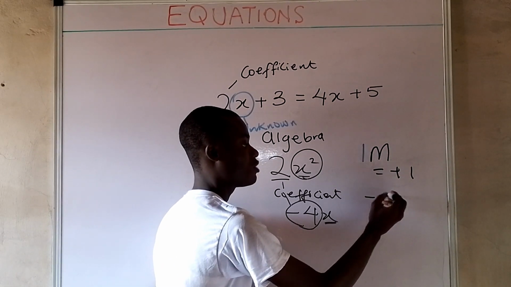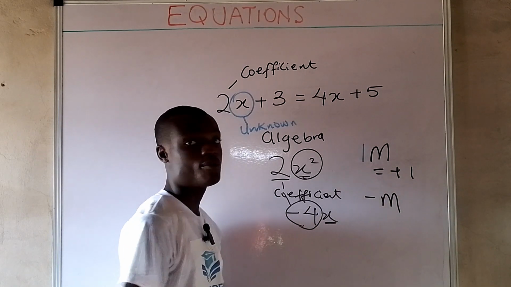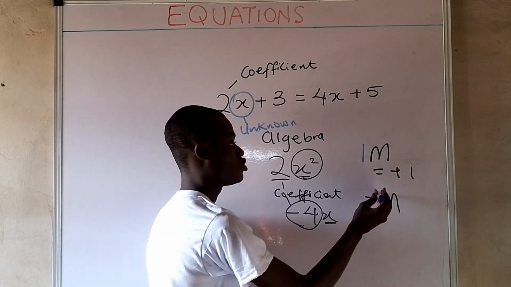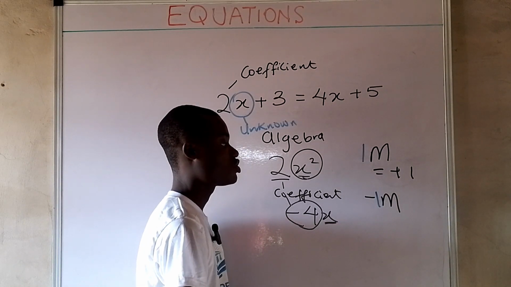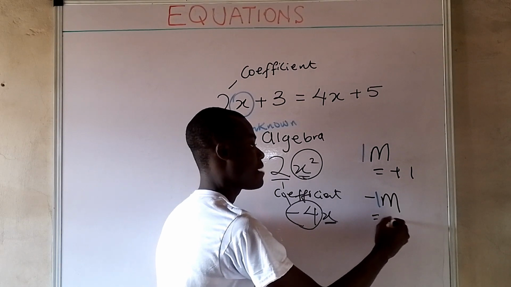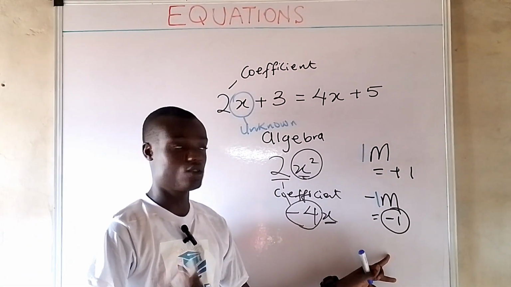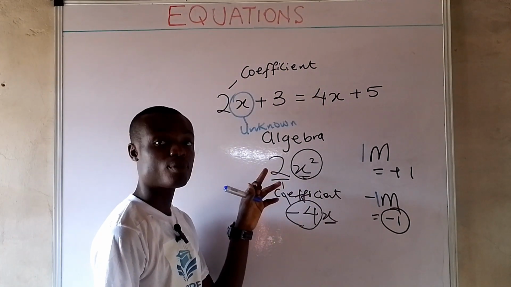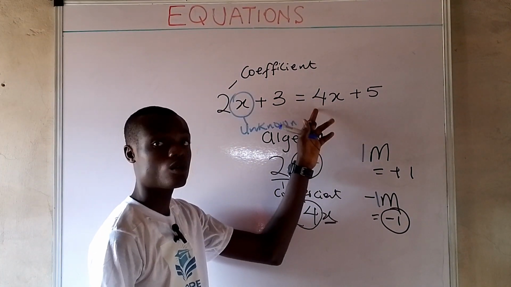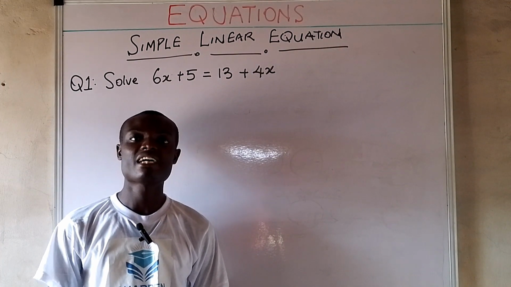In this other case, minus m. Remember, since there's no number, there's an invisible 1 beside this m. So in your exam, when you are asked what is the coefficient of minus m, in this case it is minus 1. Also, the sign is very, very important when you are asked the coefficient. In this case, the coefficient is plus 2. In this case, the coefficient is plus 4. So we move on to look at the simple linear equation.